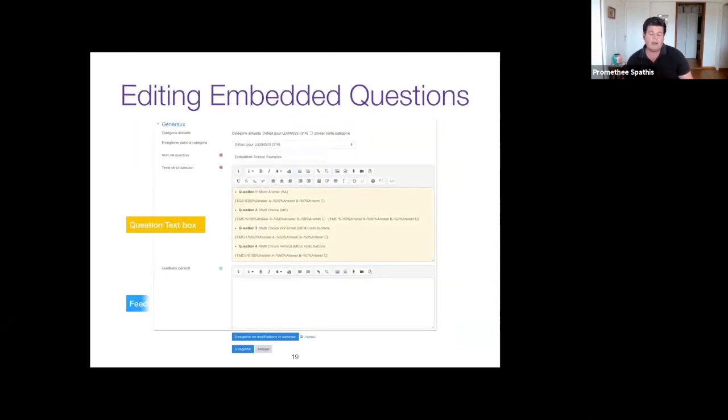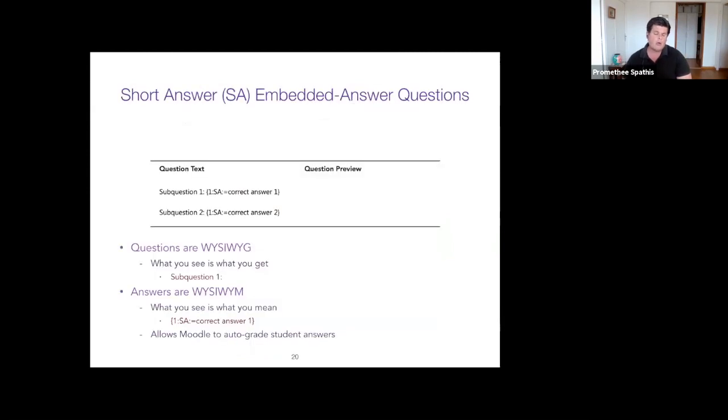So in order to design such a question, you will need to basically provide some information as you may see. For the answers to be provided to Moodle for auto grading, you have a special markup language that you need to use. Okay, so it looks like this. So this is a preview of what you get.